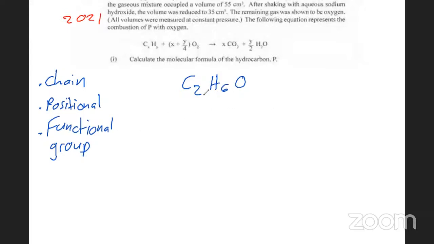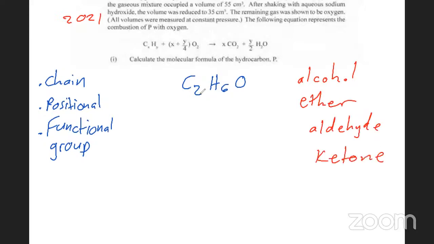If you're on the exam and you get a molecular formula with carbon, hydrogen, and one oxygen, it could be four things. It could be alcohol, it could be ether, it could be aldehyde, or it could be ketone, all right? Now, if we should do a general formula to match this molecular formula here, this would be CnH2n+2O.